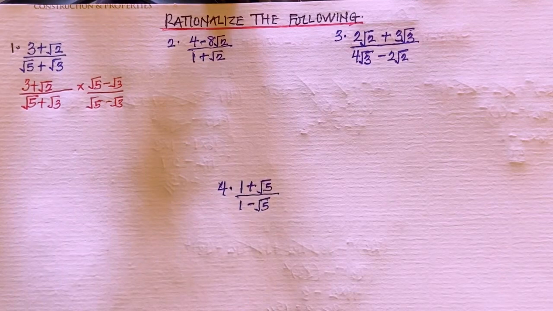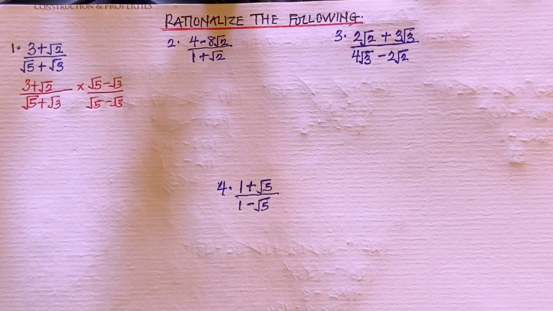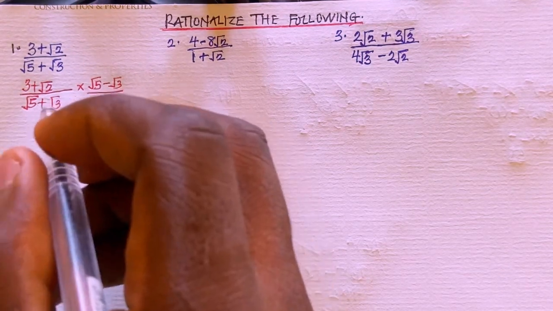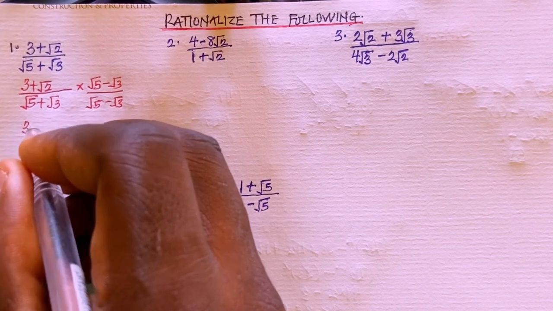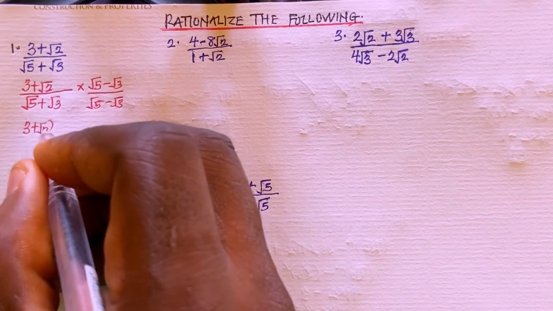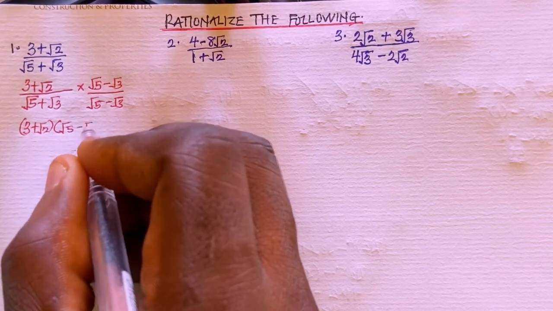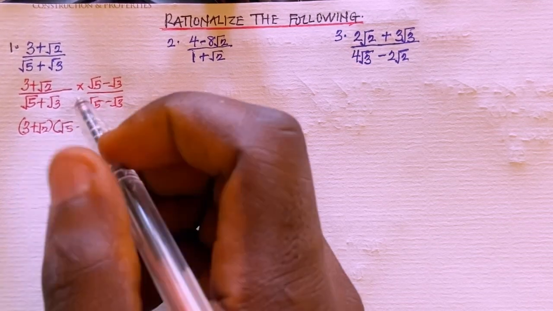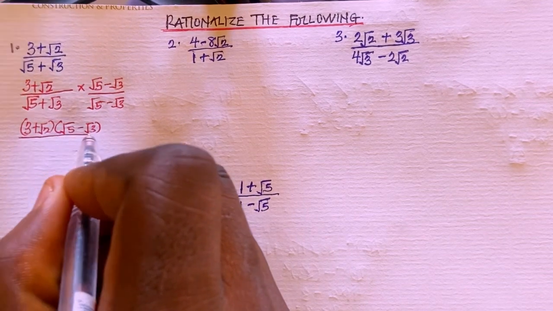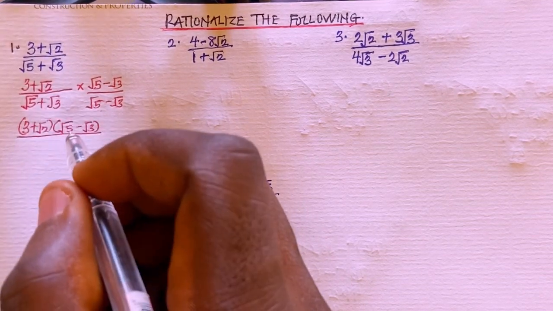Next, let's simplify this expression. I'm going to have 3 plus root 2, then open another bracket, root 5 minus root 3. Now, while rationalizing, if you look at this denominator very well, they are conjugates of each other.